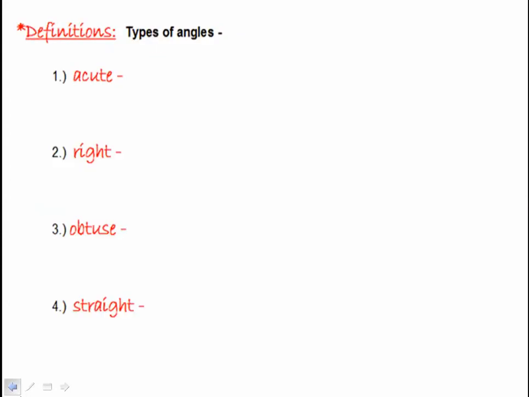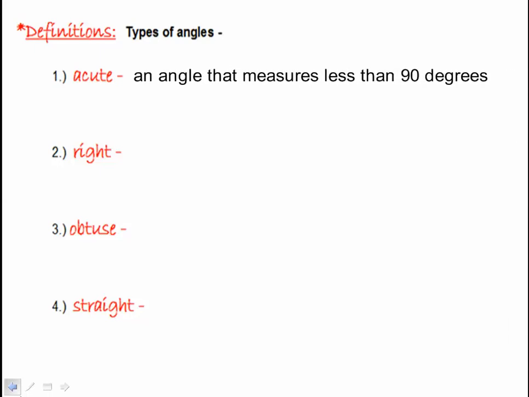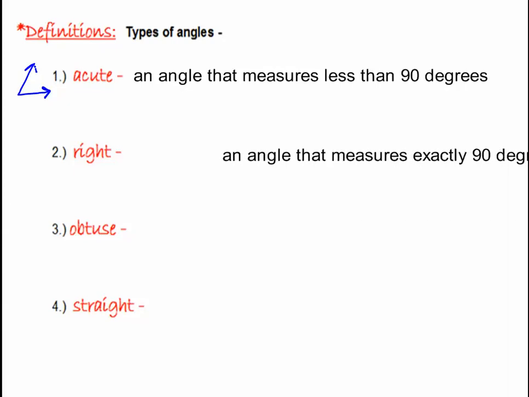We're going to talk about the 4 types of angles that we'll use in this lesson. You should be familiar with these 4 words. An acute angle is any angle that measures less than 90 degrees. A right angle will be any angle that measures exactly 90 degrees.